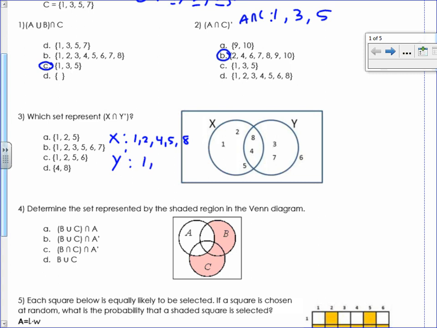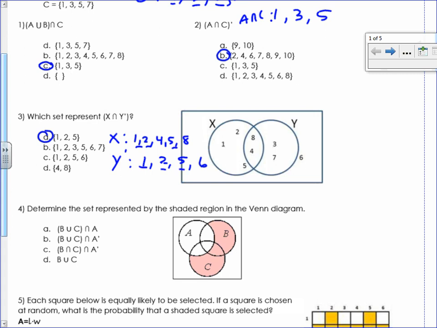1, 2, 5, and 6. Right? That's not in Y. Okay, everybody with me so far? So, what do those two sets have in common? 1, 2, and 5. Okay, so the answer for question number 3 would be A. 1, 2, and 5, because they have 1, 2, and 5 in common.